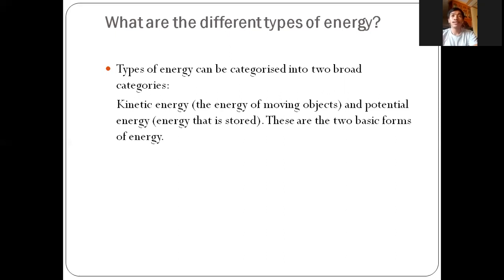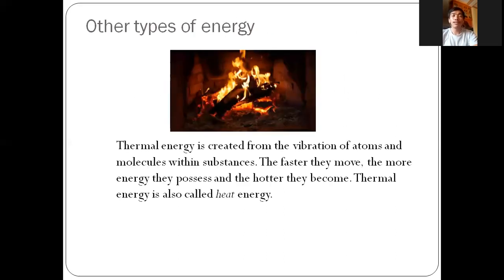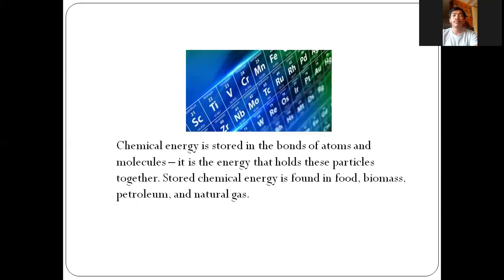Kinetic energy is the energy of a moving object, and potential energy is energy that is stored. They are the two basic forms of energy. The other type of energy is thermal energy. Thermal energy is created from the vibration of atoms and molecules within substances. The faster they move, the more energy they possess, and the hotter they become. Thermal energy is also called heat energy.